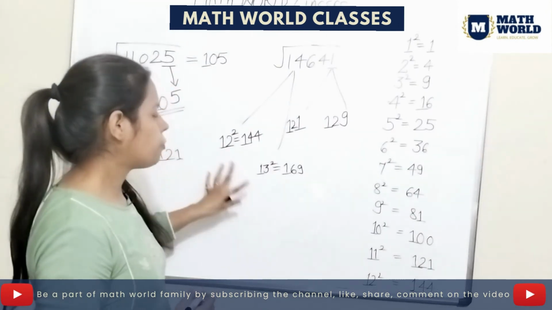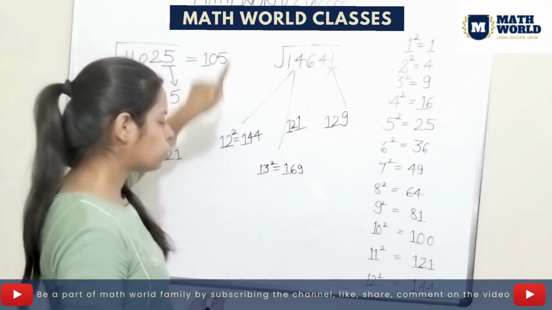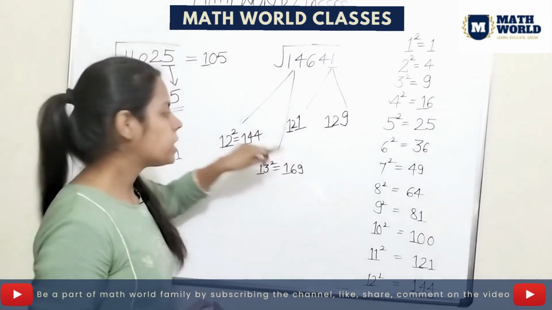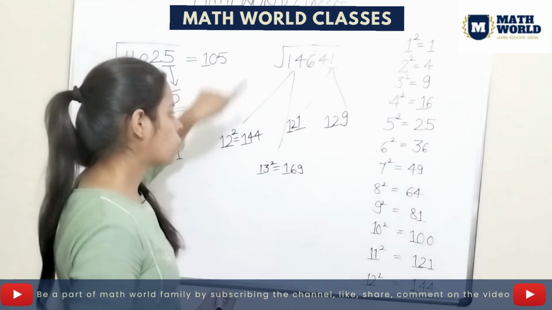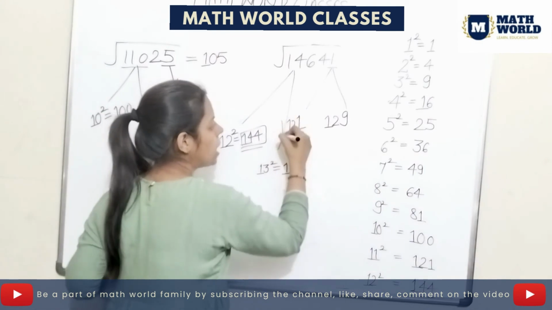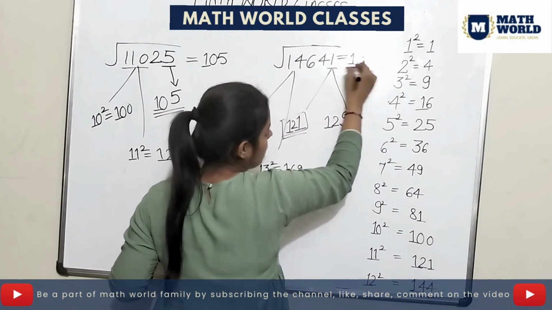So the next step is to find out if 146 is closer to 144 or closer to 169. So it's very easy to see 146 is closer to 144, which is the smaller in both of these options. So our answer will also be the smaller one. So we got 121 as our answer.